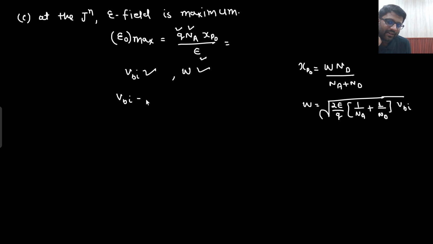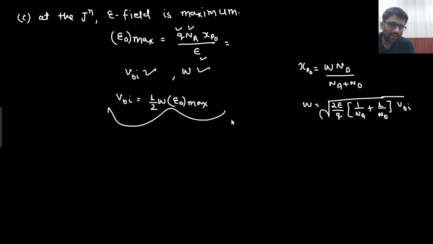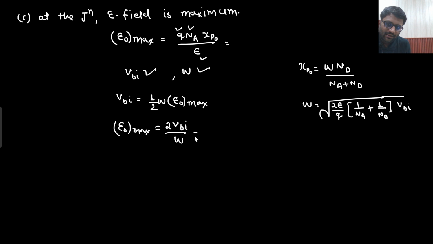My V built-in was half into base into E naught max. Say yes or no? So in the examination, first this would click to me, but from the requirement, I would solve my question in this manner. Is that understandable to you? So from here, what I would do? My E naught max would come out to be 2 into V built-in divided by depletion width.